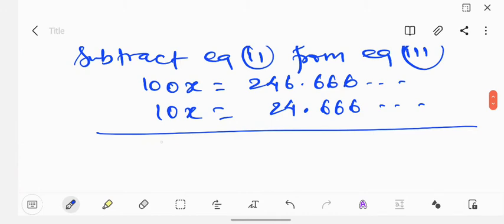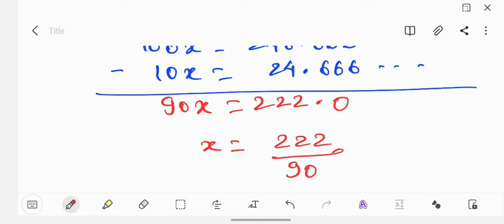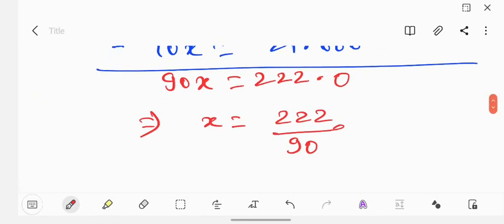You get 100x minus 10x is, what value will you get, students? 90x equals 222.000, and then x equals 222 by 90. This is called the transposition method. We transfer the constants to the right hand side, keeping the variable on the left hand side, and put the implies sign as well.